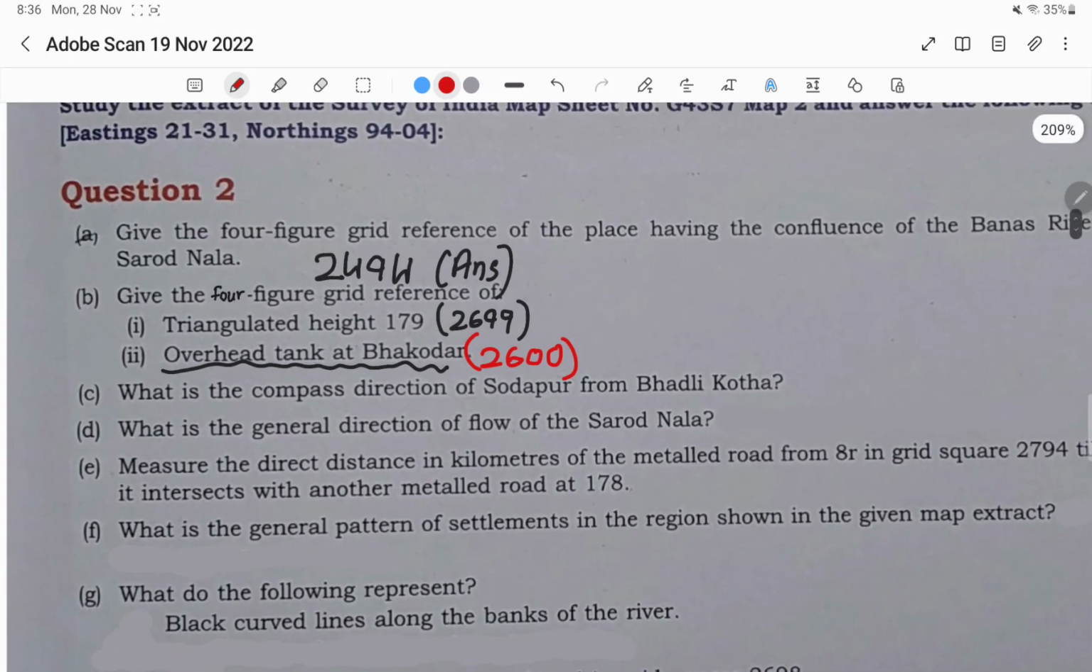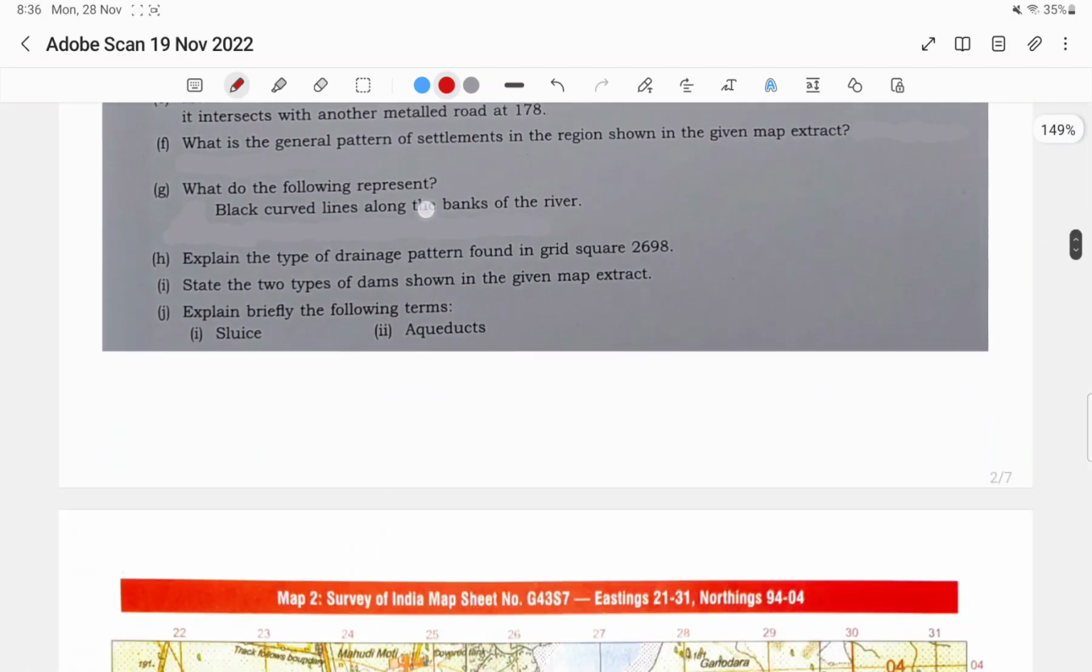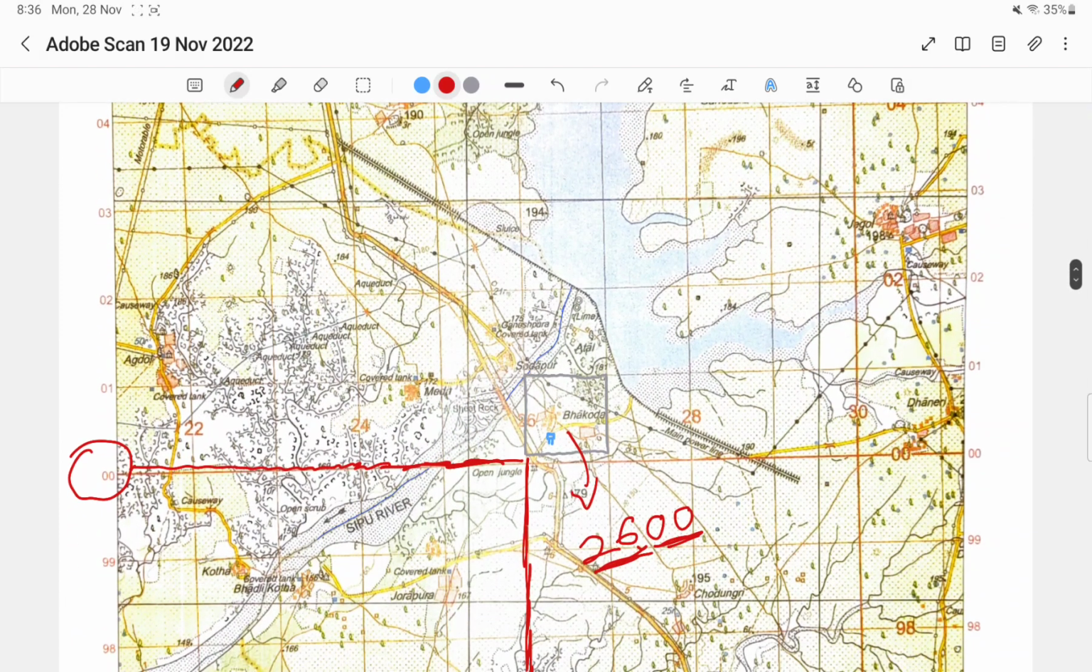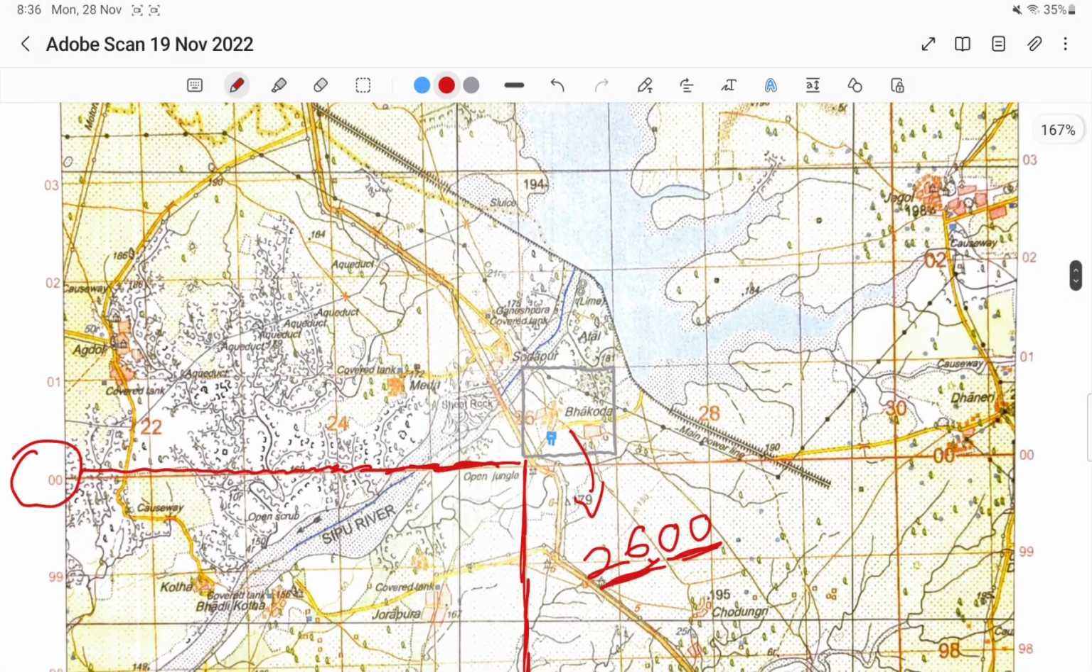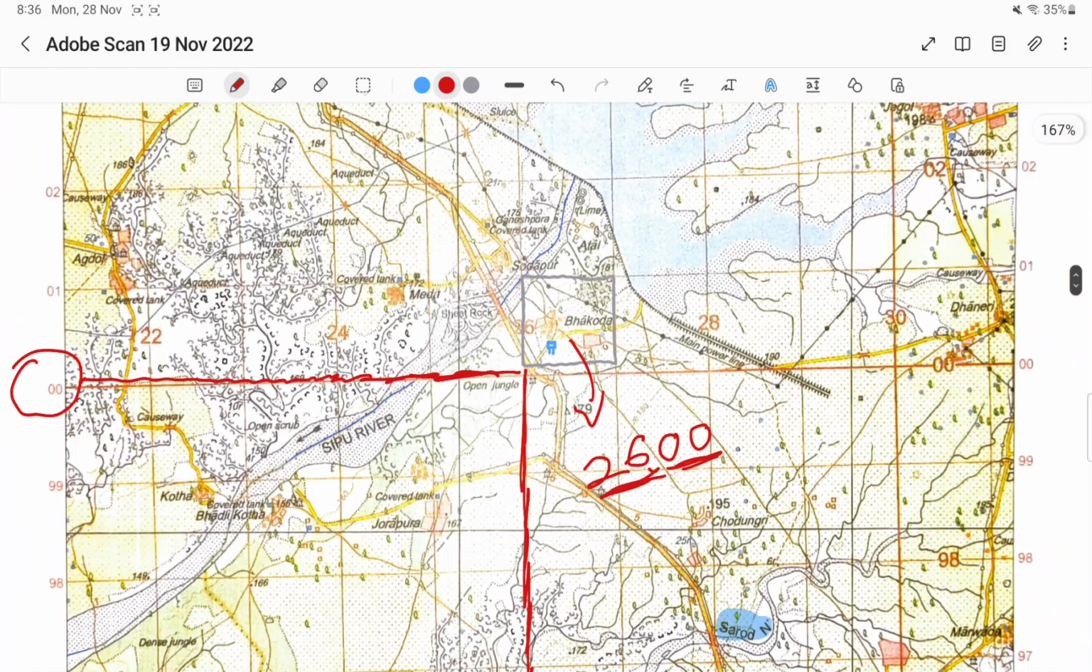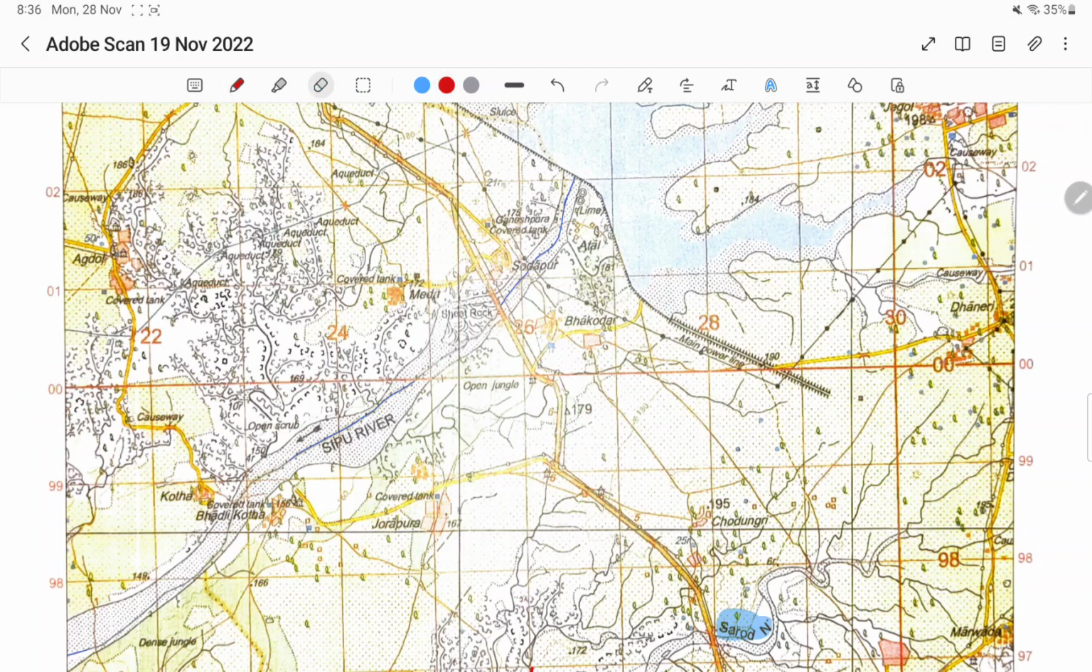Okay, next question is for the compass direction, and the question is: what is the compass direction of Sodapur from Bhadli Kotha? So first of all we have to search for these two places in the topo sheet. So as you can see students, let me just rub the other parts because we have already completed them, in order to reduce the confusion.